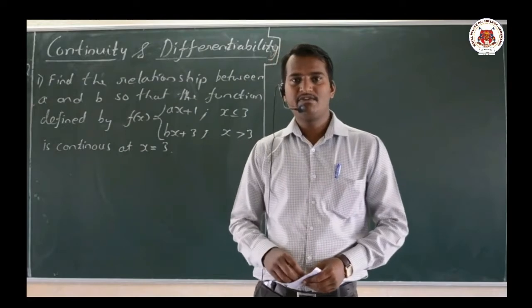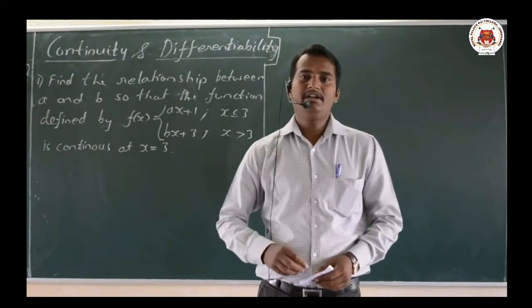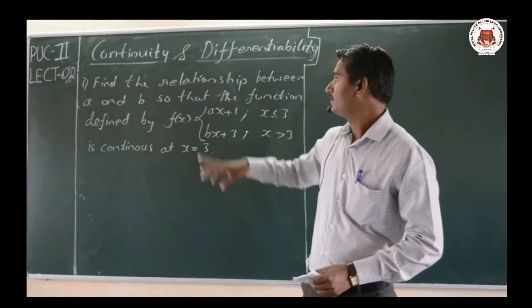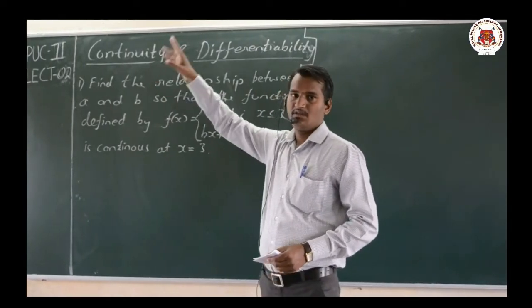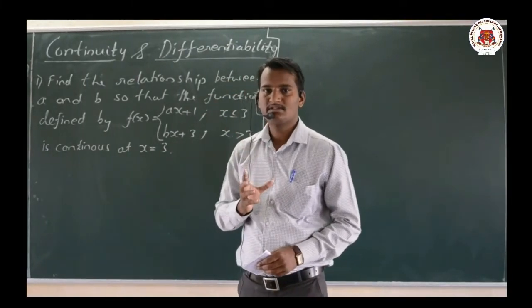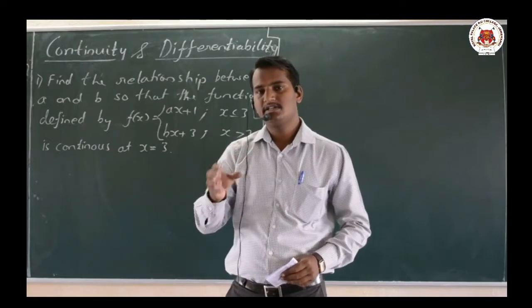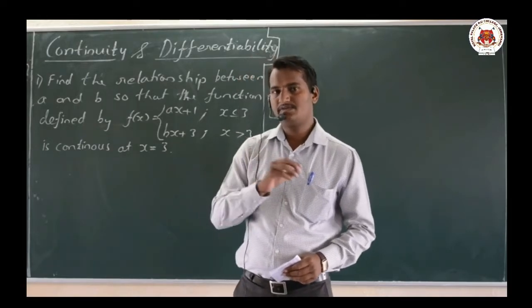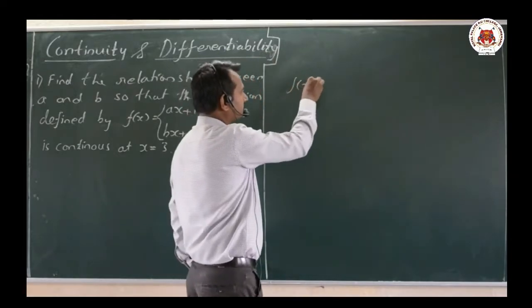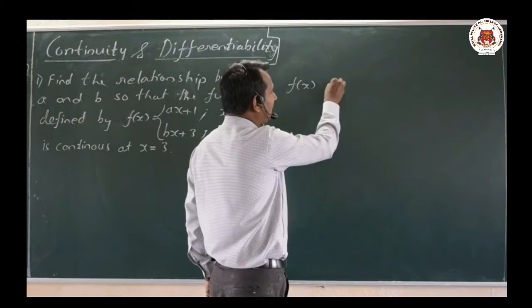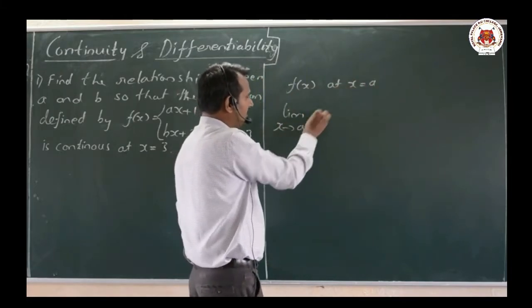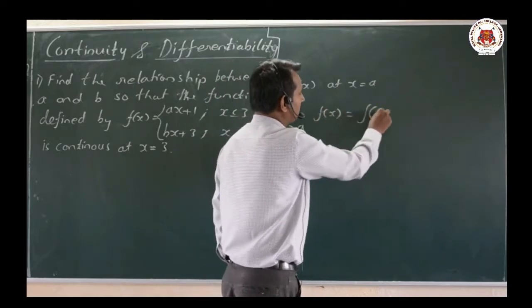In yesterday's session, we had started with a topic called continuity and differentiability. We had seen in the previous class also, we started with a topic called continuous function. We had seen the definition of the continuous function, and simple examples of when it is continuous or discontinuous. We say that a function f of x is said to be continuous at x equal to a if the limit as x tends to a, f of x, is equal to f of a.